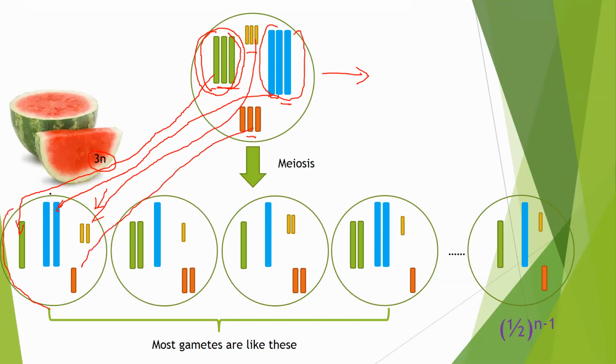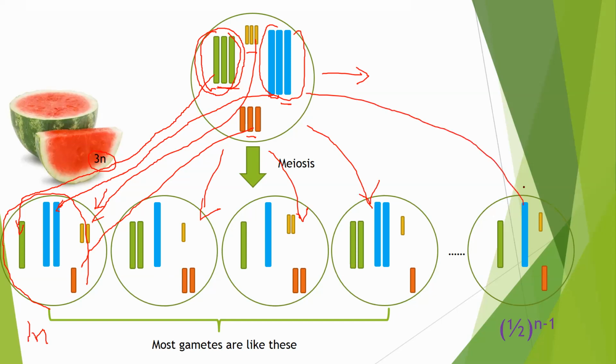So this is not a 1N. This is a mixture, right? This is not the 1N gamete. The majority of the gametes produced by these 3N parents will look like this, and those gametes cannot produce any seeds in the watermelon. Only if this parent produces a gamete like this, where for each chromosome only one copy comes together to form this 1N gamete, then this one has the probability to form a seed.